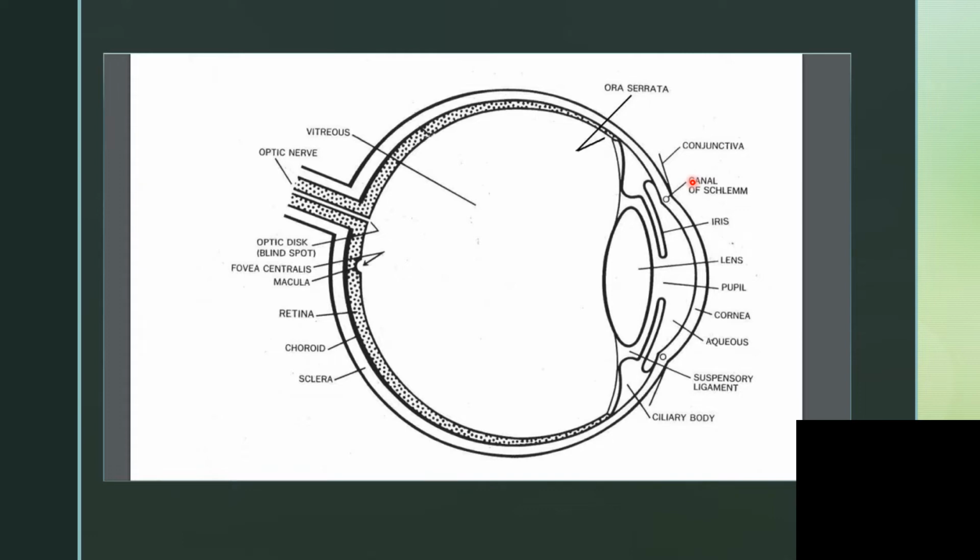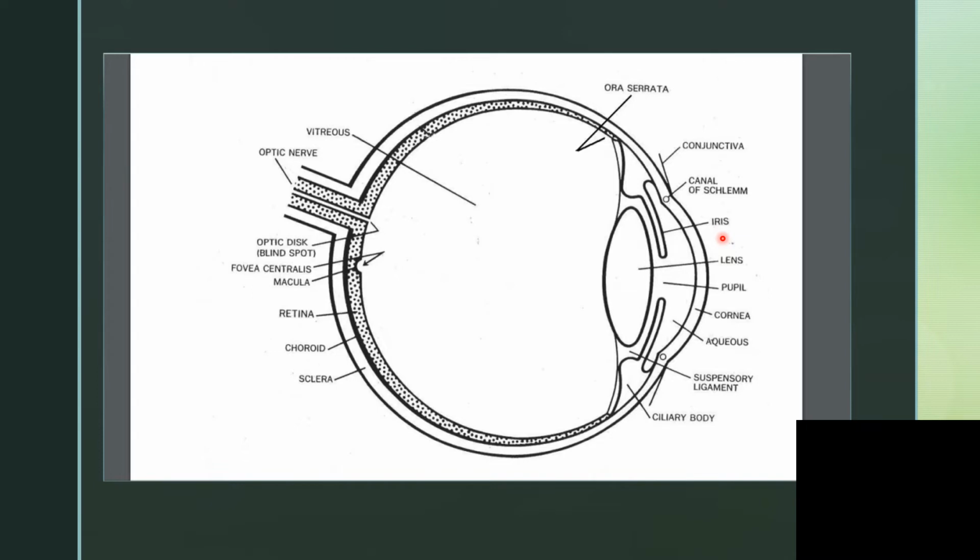And then we have the iris, which is the colored portion of the eye. It can be brown, green, hazel, blue. Mine is multicolored. And this is where it contains the pupil. It controls the amount of light entering the eye by enlarging or minimizing the size of the pupil.